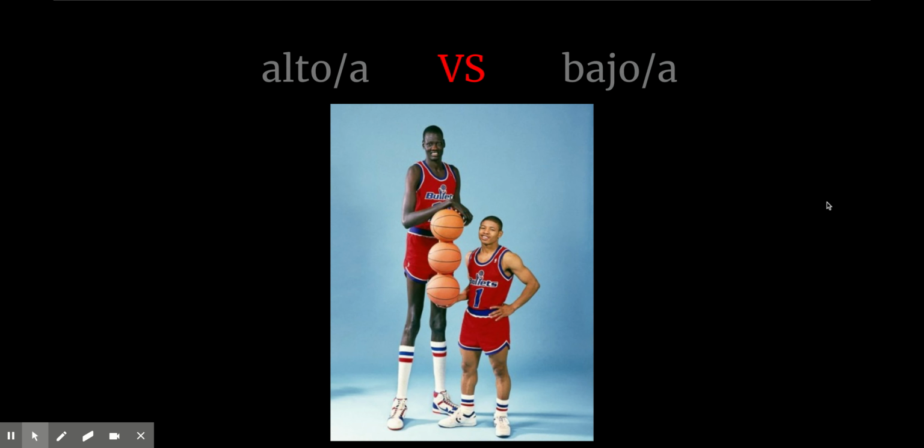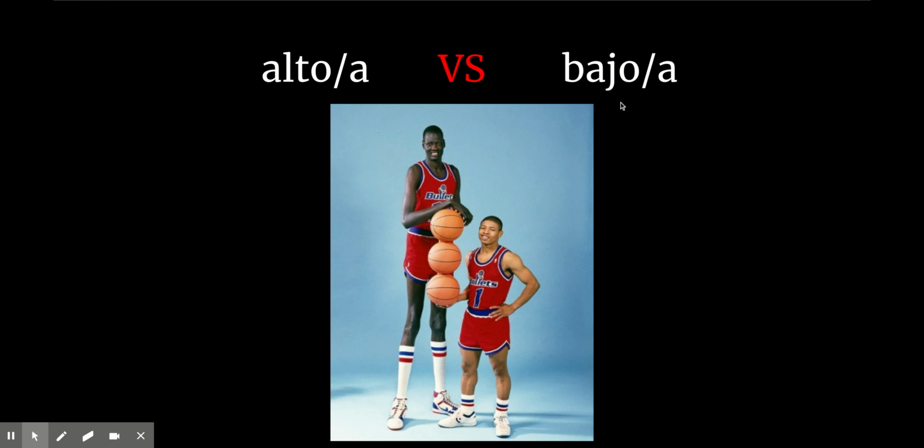Muy bien. Over on the left, we have the word alto. So practice on your own at home. Repeat after me. Alto, alta. Tall. Alto, alta means tall. Remember, these are adjectives. Adjectives describe nouns, right? They tell us what they are like. Those are adjectives. Versus bajo.